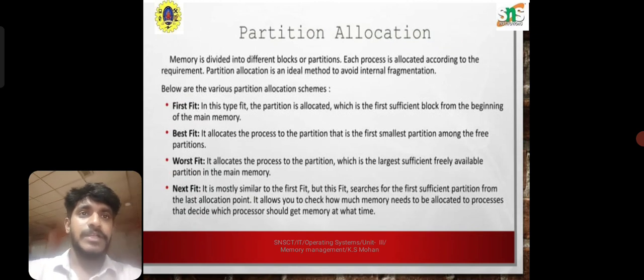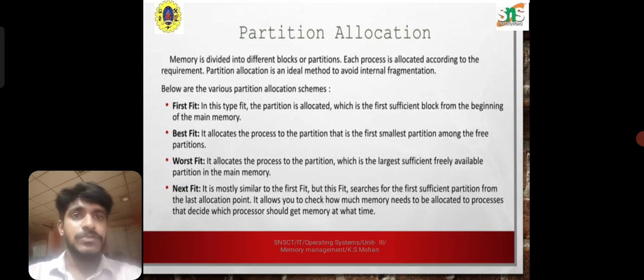Then there is partition allocation. Memory is divided into different blocks or partitions, such as block 1, block 2, and so on. Each process is allocated according to its requirement. Partition allocation is an ideal method to avoid internal fragmentation. The various partition allocation schemes are first fit, best fit, worst fit, and next fit.